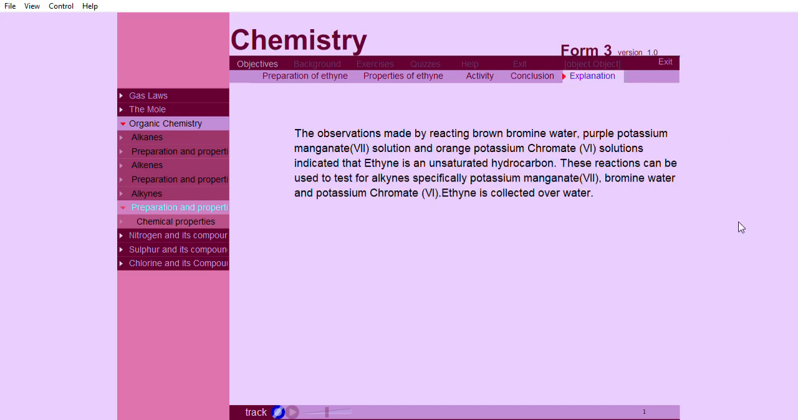The observations made with brown bromine water, purple potassium manganate 7 solution, and orange potassium dichromate 6 solution indicate that ethyne is an unsaturated hydrocarbon. These reactions can be used to test for alkynes, specifically potassium manganate 7, bromine water, and potassium dichromate 6. Ethyne is collected over water.